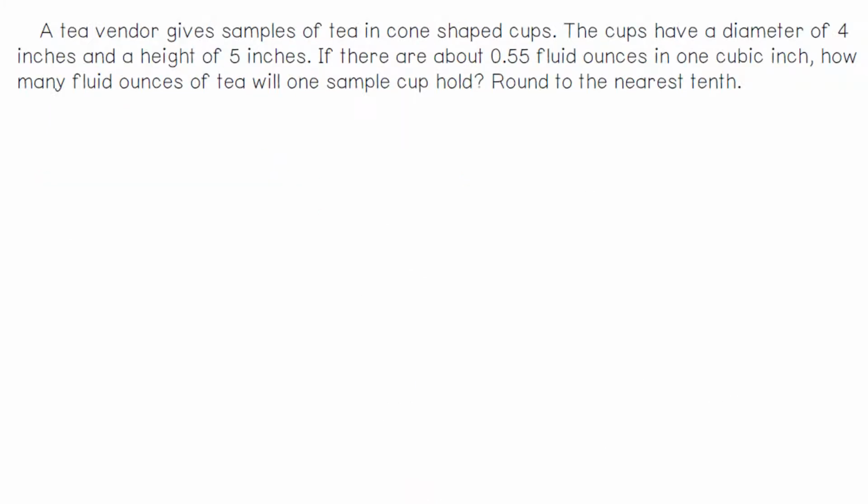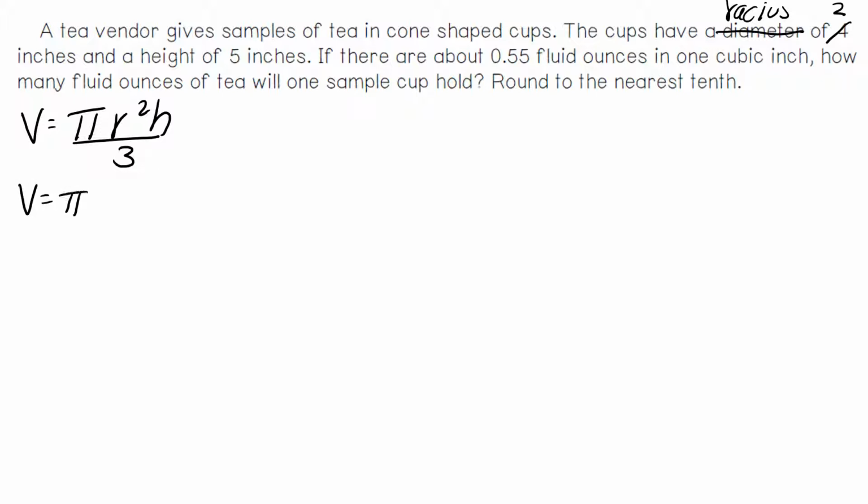A tea vendor gives samples of tea in cone-shaped cups. The cups have a diameter of 4 inches. So right there, I already know that we need to change this to radius. And instead of 4, we're going to use half of it. We're going to use 2. And a height of 5 inches. So we can go ahead and solve for our cone cup. Pi r squared h divided by 3. The radius is 2 and the height is 5.